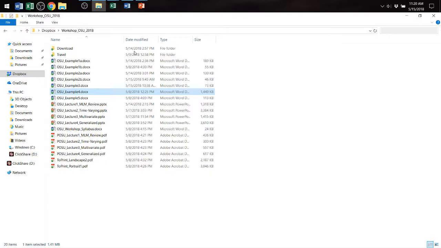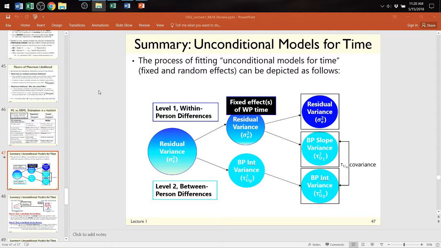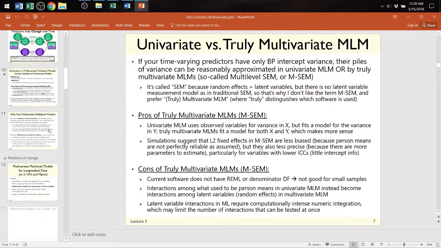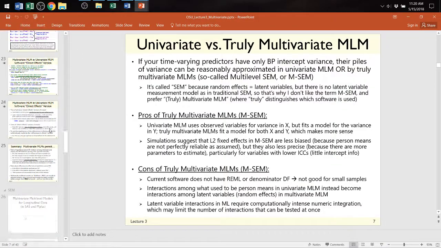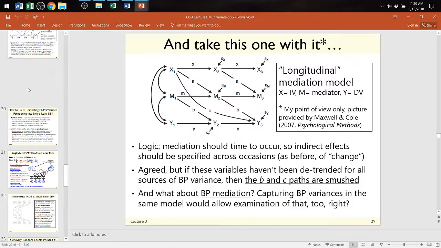So are you talking about, let me get lecture 3. Are you talking about a picture that looks like this, where X is time 1, predicts mediator at time 2? Yeah. So, no. I mean, you can do it, it would be wrong. These are all smushed.